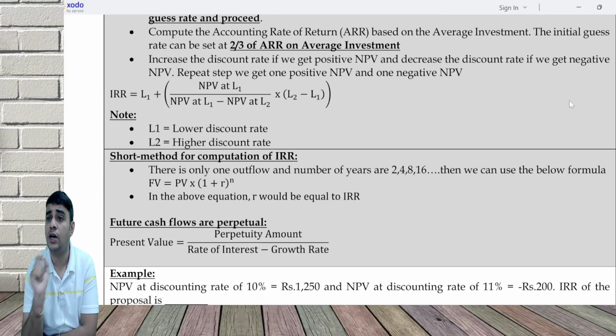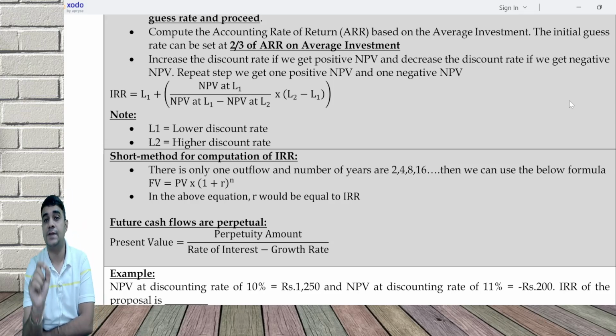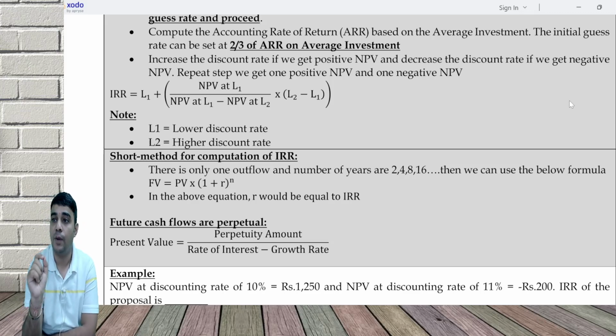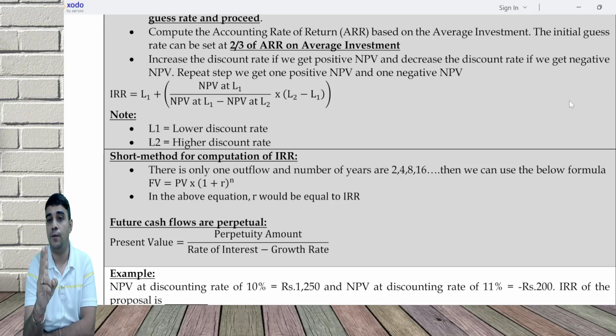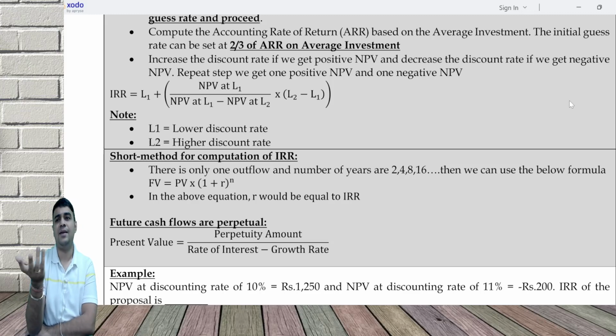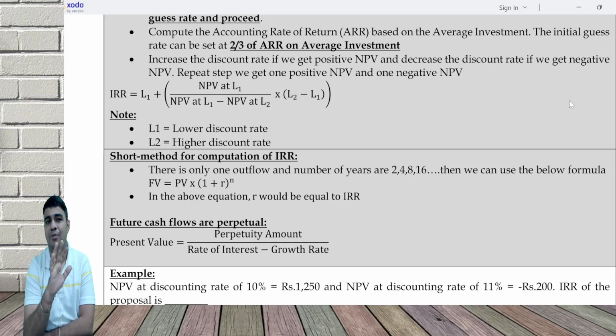One place you can use a short method for calculating IRR, where the formula is future value is equal to present value into 1 plus R the whole power n. Now in this formula you need one outflow and one inflow, not multiple outflows or multiple inflows, and the number of years should be 2, 4, 8, 16, 32. Why this? Because you can keep taking square roots and then come downwards. Power 6 means you cannot take a square root, because you need to take a cube root. There are certain calculation techniques where even power 6, power 7 can be calculated, but I'm not getting into it. But if you have power 2, power 4, power 8, you can try to do it.